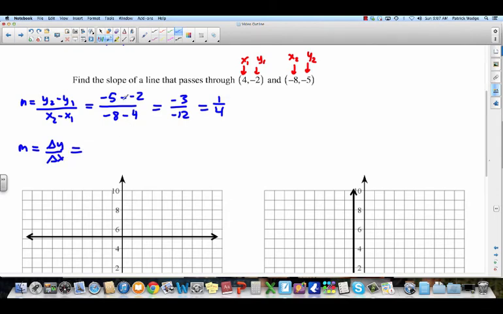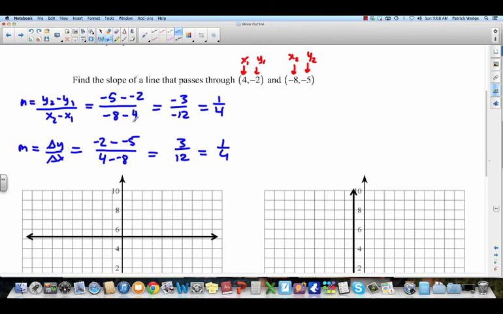So notice when we did it up here, we started with the negative 5 as our y value. Let's start with the negative 2. So I want to find the difference in the y values. I'm going to do negative 2, take away the other y value, which is negative 5, and then I'm going to subtract the x's, and I have to do it in the same order. Since I did negative 2 take away negative 5, I have to do 4 take away negative 8. Negative 2 take away negative 5 is 3. 4 take away negative 8 is positive 12. 3 over 12 is 1/4. You get the same answer.